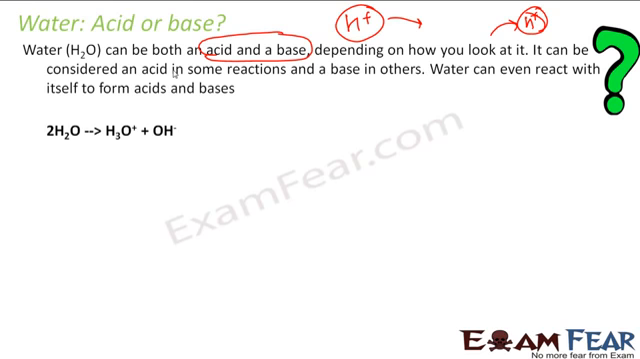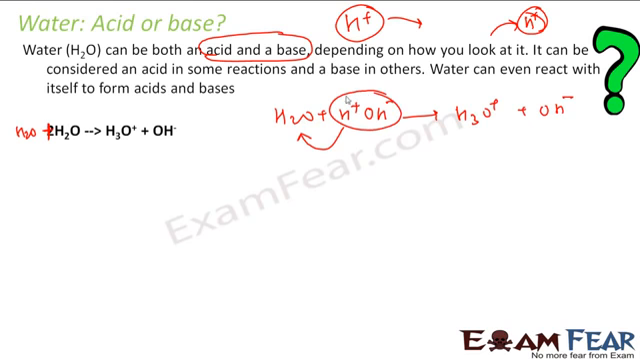We'll see the reaction. For example, in this case you have water plus water, H2O plus H2O. If you see this reaction, H+ and OH- I wrote, so this one is giving a hydrogen. So this becomes H3O+, and this one is gaining. So this one, if you see, is an acid. This one is a base. Correct? Since this one is giving hydrogen it is the acid, and since this one is accepting a hydrogen it is the base.